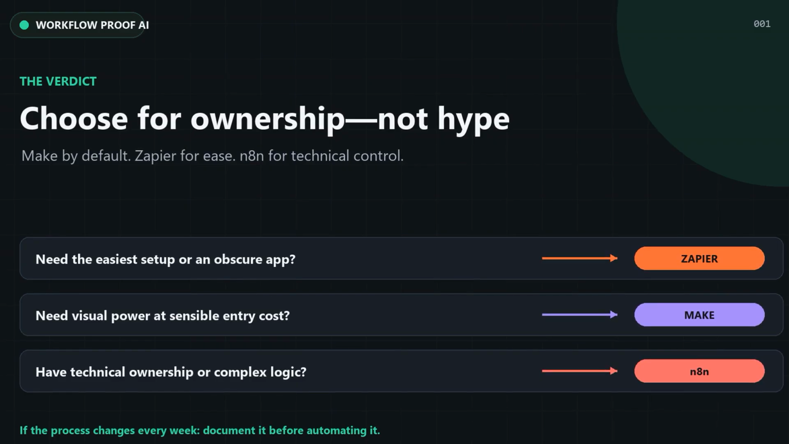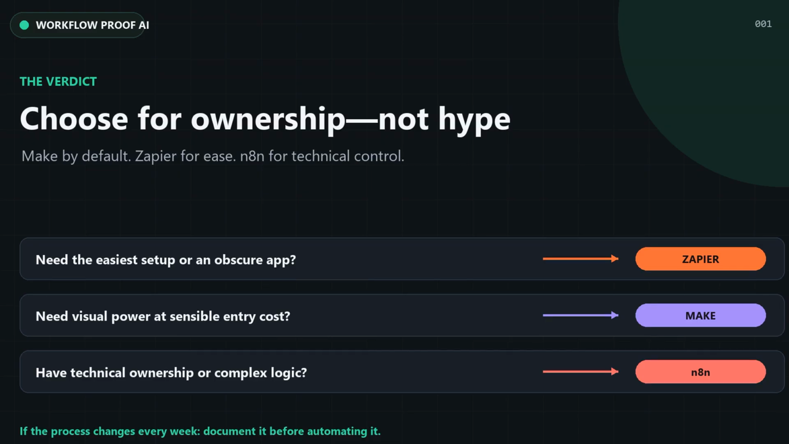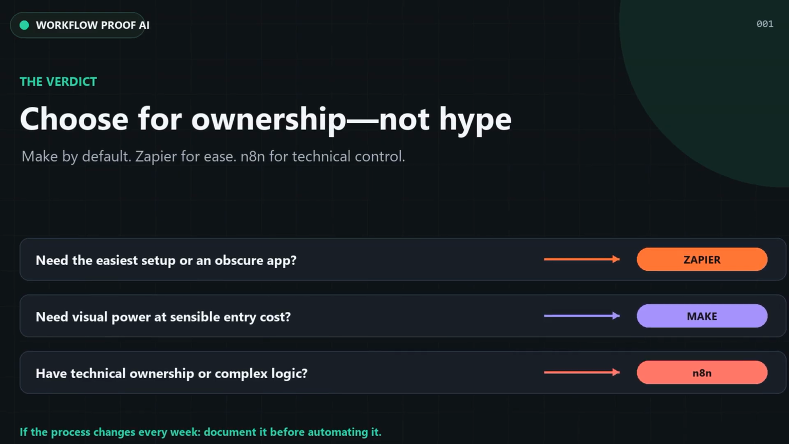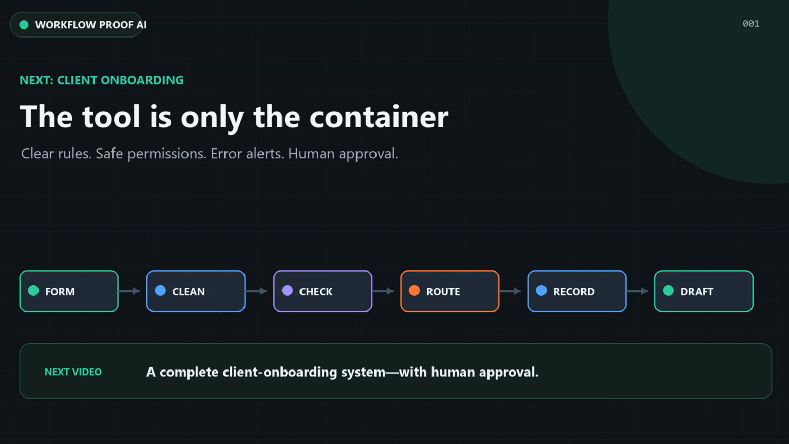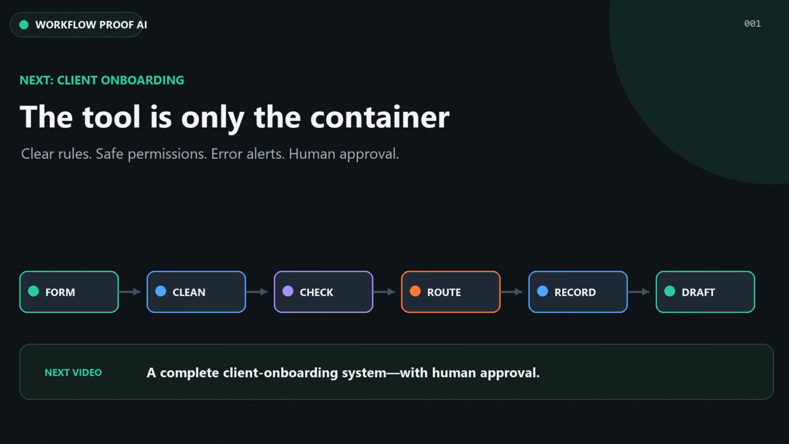And if your process is still changing every week, choose none of them yet. Run the process manually, document the exceptions, and automate it only after the steps are stable. The tool is only the container. The quality of the workflow still depends on clear rules, safe permissions, error alerts, and human approval where mistakes matter.